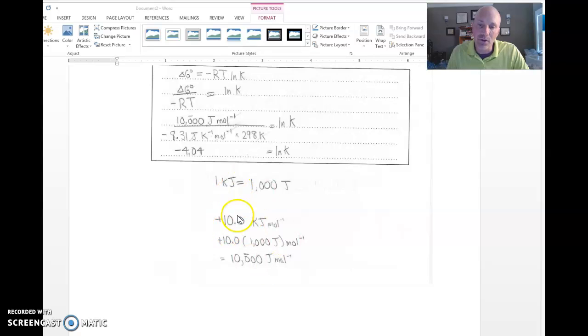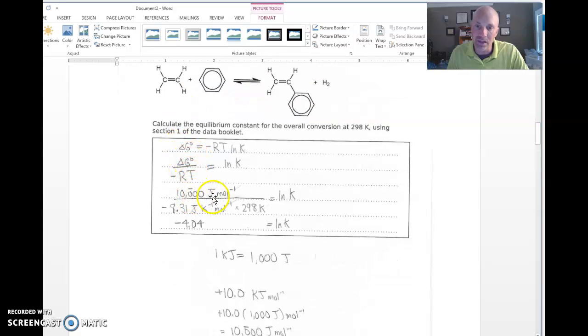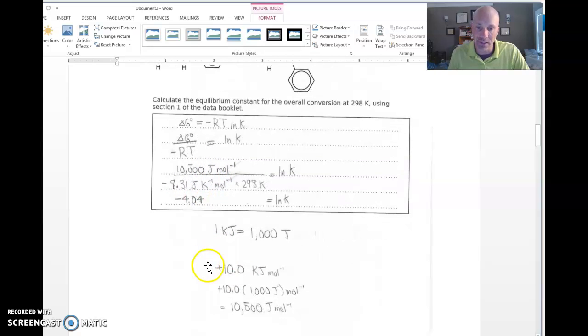Okay, one thing that I wanted to point out about this problem is to make sure that your units agree. The question gives you this delta G in kilojoules per mole. So when we put that in, we've got that in kilojoules, but notice that our R value is 8.31, which is in units of joules per Kelvin per mole. So we need to convert something so that our units agree. And down here, I showed that conversion. If we had 10 kilojoules, a kilojoule is the same thing as 1,000 joules, and so that works out to be 10,000 joules per mole.